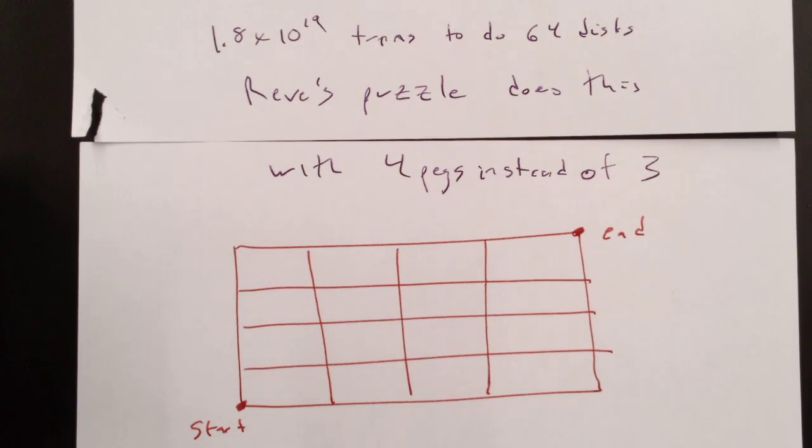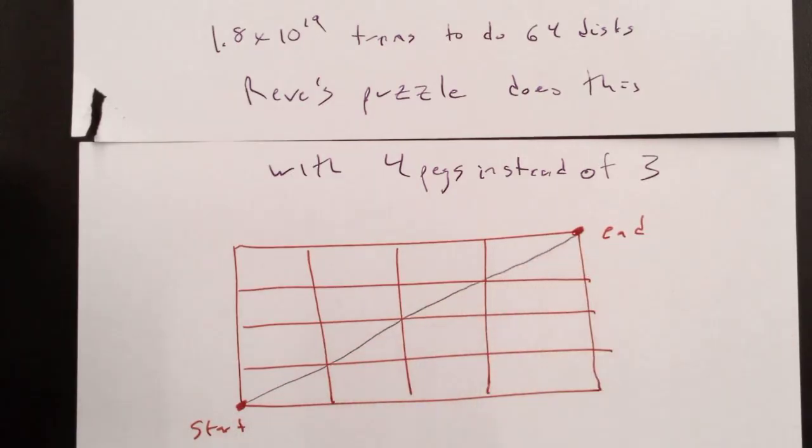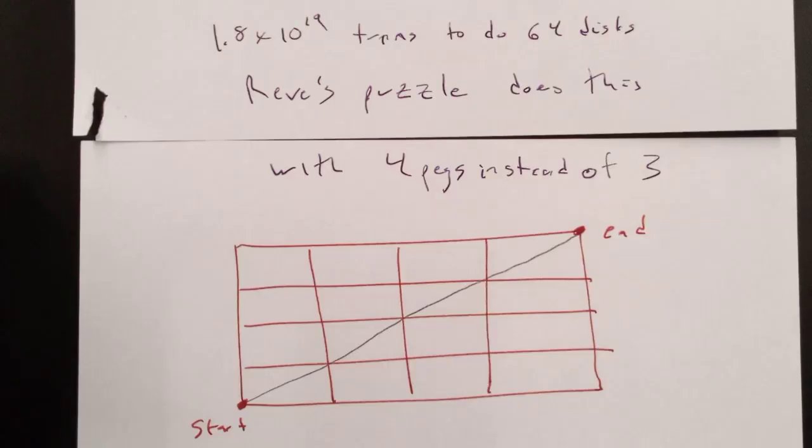Now I'm a crap artist, so we're going to make believe this is the right line. That's the diagonal of our grid, right? You start in this lower left corner, you end in that upper right corner. You are only allowed to move right or up. How many different ways are there to get from here to there without ever crossing that diagonal line? You can land on it, but you can't cross it. That's a weird idea.